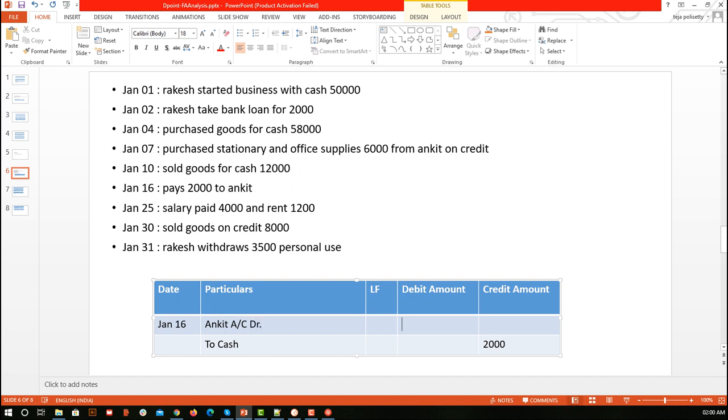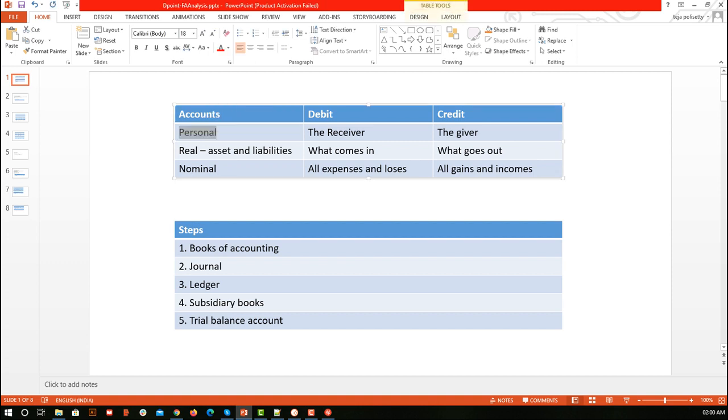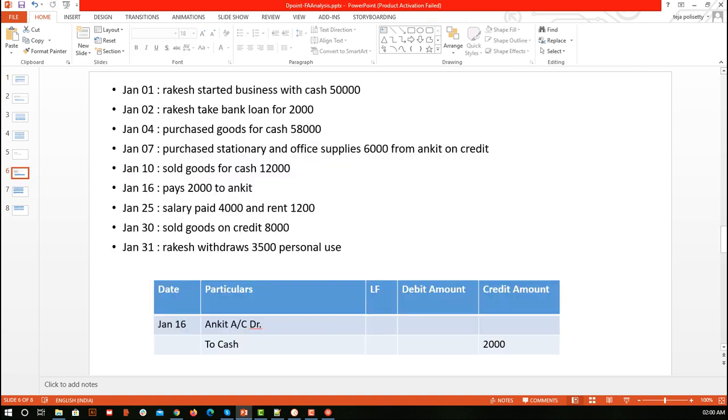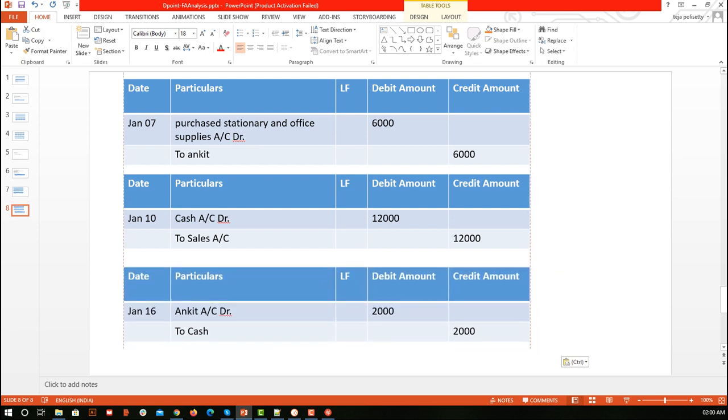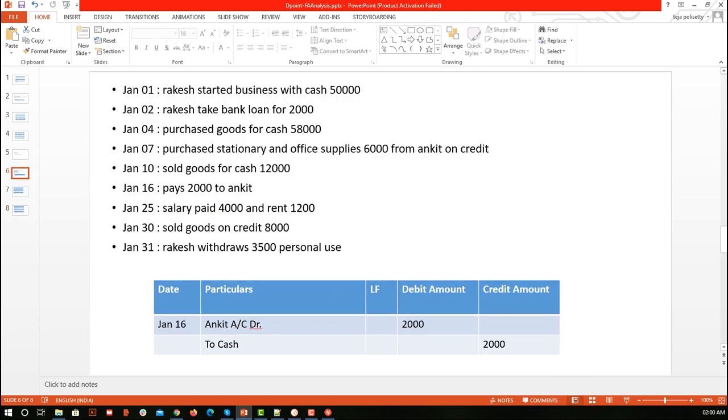Now if we see based on the golden rule, Ankit is getting the amount. So Ankit is a personal account and he is the receiver. So we say that the transaction was debiting with respect to Ankit. So here we are going to write 2000. Okay, now let me copy. So this slide you can refer to later, all transactions at once. Now let me clear this.